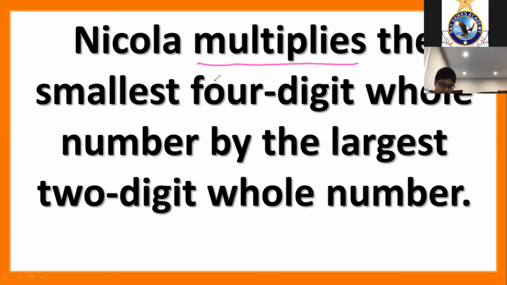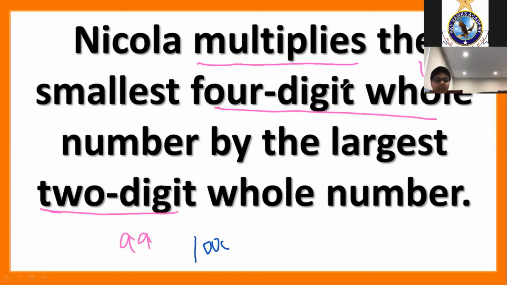To solve the question, first you have to understand the question. It is written that Nicola multiplies the smallest 4-digit number, which was 1000, and the largest 2-digit number, which was 99. So we multiplied 1000 by 99 and we get 99,000. Okay.